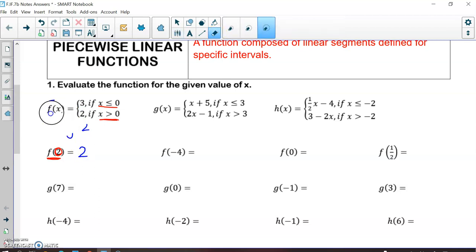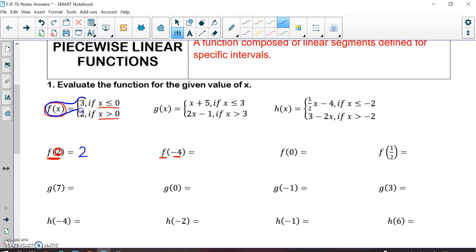Now, looking at the next one, f of negative 4, well, I want to use the f of x function again because I see the letter f, and negative 4 is my x value. So I'm going to first look at my inequalities. Is negative 4 less than or equal to 0, or is negative 4 greater than 0? Well, negative 4 is less than or equal to 0, so that means I'm going to use my top equation, which is the equation y is equal to 3. So that means your y value is 3 when x is negative 4.